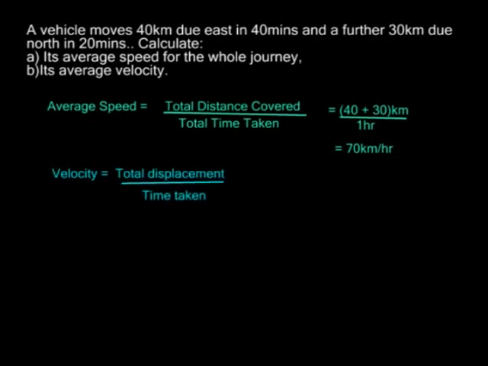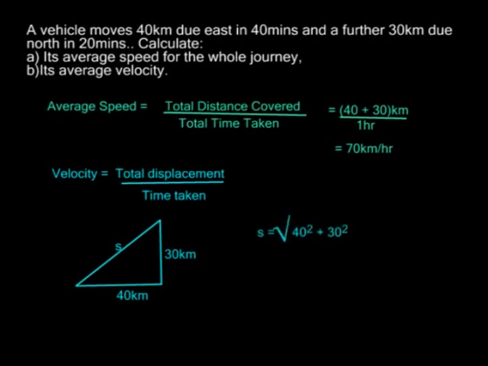Velocity is total displacement over total time taken. Therefore, S is the displacement. So to find S, we apply the Pythagoras theorem. So we have S is equal to square root of 40 squared plus 20 squared. So S is equal to 50. Velocity is S over T, 50 over 1, which is equal to 50 kilometers per hour.